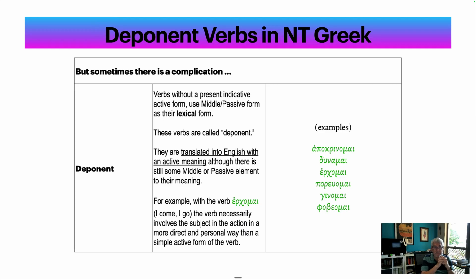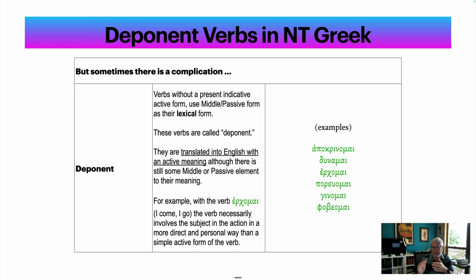Certainly they have a middle or passive form, and that's because they are in fact middle and passive verbs. But when we translate them into English, these verbs tend to have an active sense, because these are verbs where basically the person doing the action is necessarily involved in the action, and so although it's a middle or passive form, in English it would just have an active meaning.